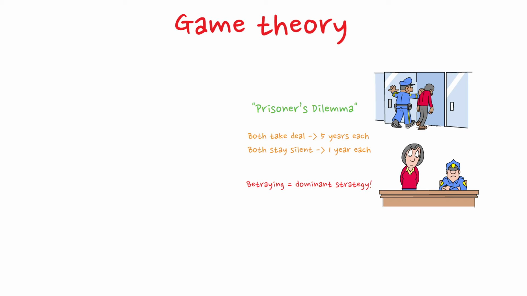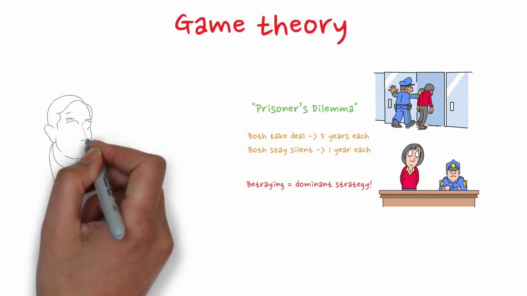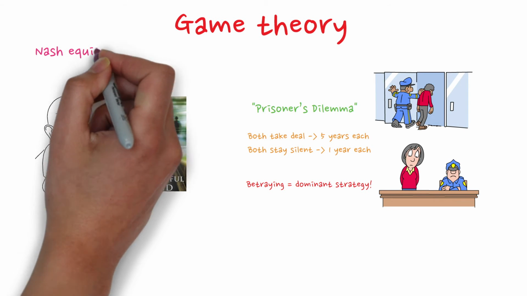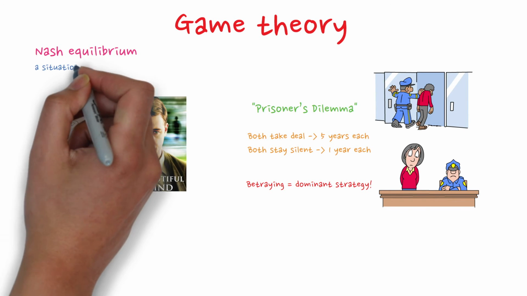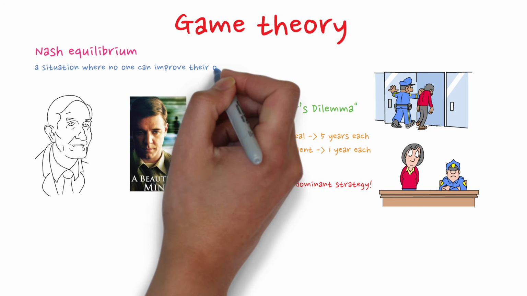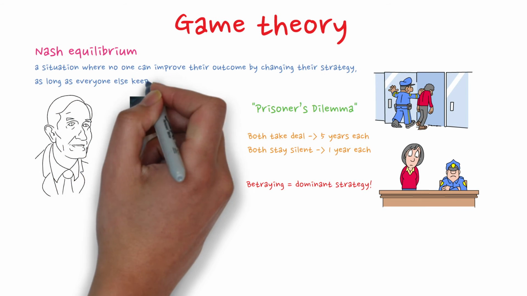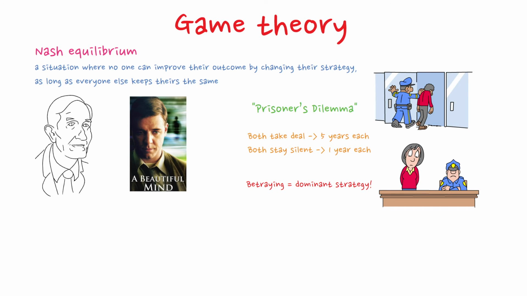This brings us to the concept of Nash equilibrium, named after mathematician John Nash. Yes, the one from A Beautiful Mind. A Nash equilibrium is a situation where no one can improve their outcome by changing their strategy, as long as everyone else keeps theirs the same. It's stable, but it isn't always ideal.